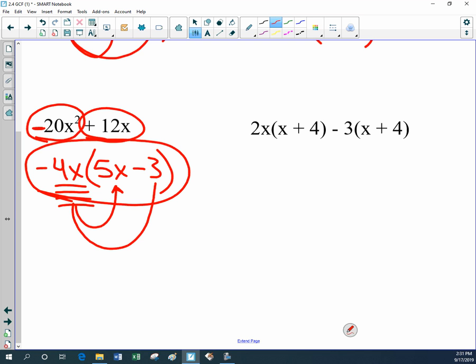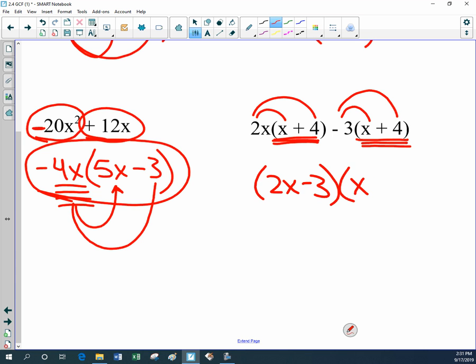Okay, the next example is an example of factoring by grouping. If you look at the two terms we have here, in each set of parentheses we have an x plus 4. I want you to take a look at this. The first half of the problem is telling us to multiply 2x times x and 2x times 4. This is negative 3 times x and negative 3 times 4. Now I want you to compare that to this.